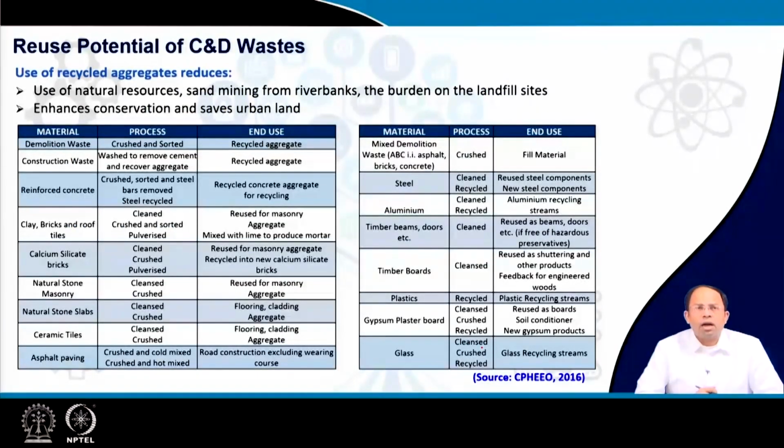Use of recycled aggregates: definitely, when we make aggregates out of this C&D waste, we reduce the natural resources that would otherwise have been used for creating these aggregates. One problem is sand mining from riverbeds, which is leading to erosion and flooding in certain areas. So this kind of practice will reduce the demand for sand mining.